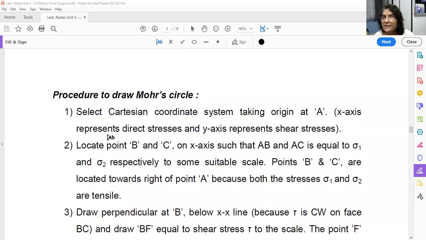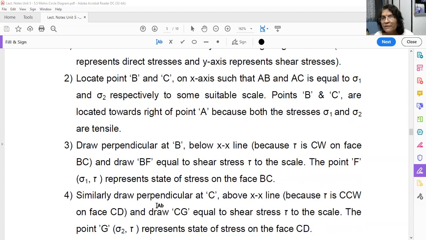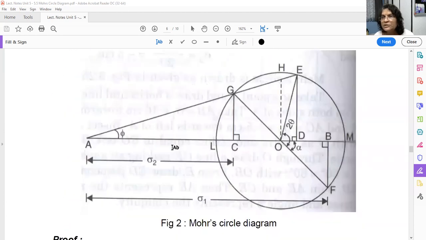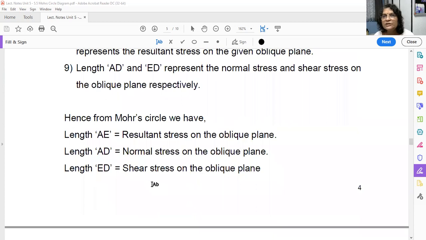That is, the x-axis represents direct stresses and the y-axis represents shear stresses. So this is the Mohr circle diagram. From this, you locate point A, which is the origin of the Cartesian coordinate system. Along the y-axis there is shear stress, and along the x-axis there is direct stress. If it is tensile, it is towards the right. If it is compressive, it is towards the left. Right now we are considering only tensile stress, that's why we are drawing towards the right. So this is the first step.